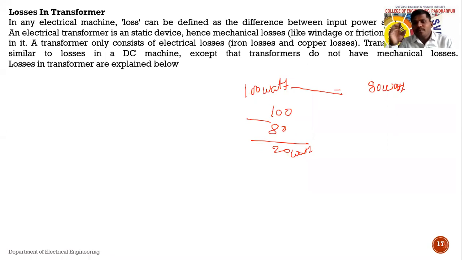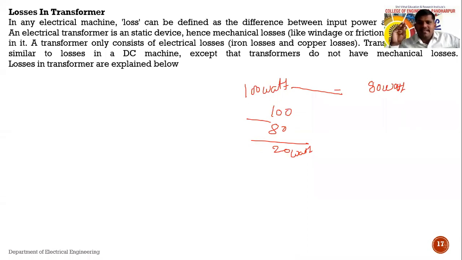Now, do you know that a transformer is a static device? So the electrical transformer is a static device. That means it will not contain any rotating part, so the rotating losses like mechanical losses will be absent in the case of a transformer as compared to other electrical machines like a DC generator or motor or generator.